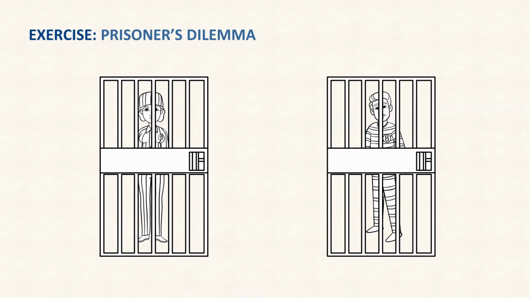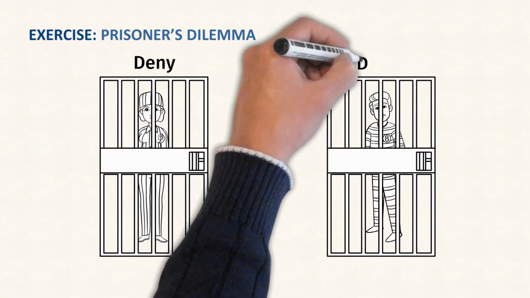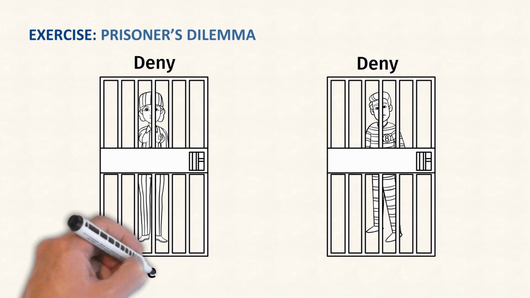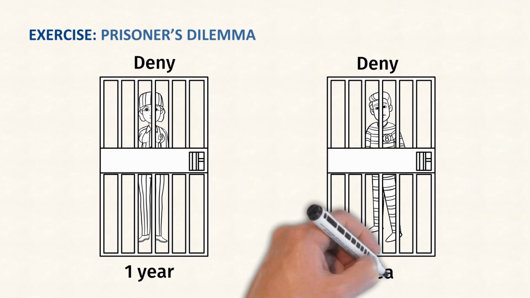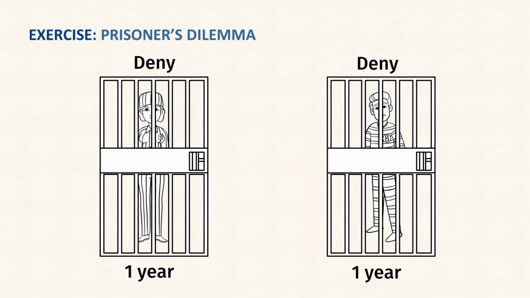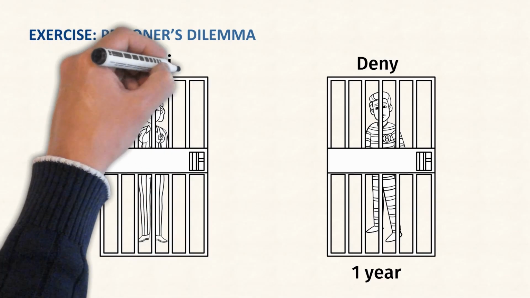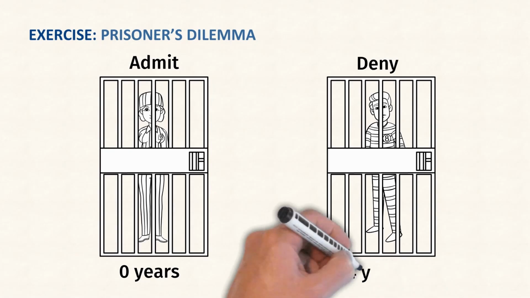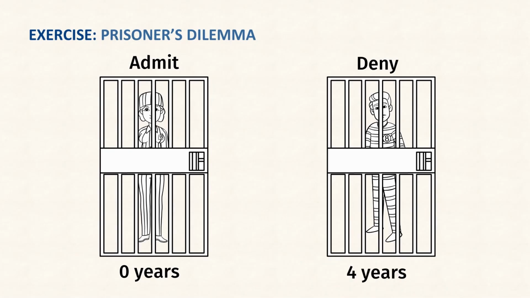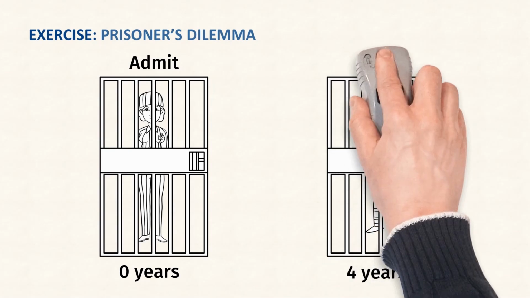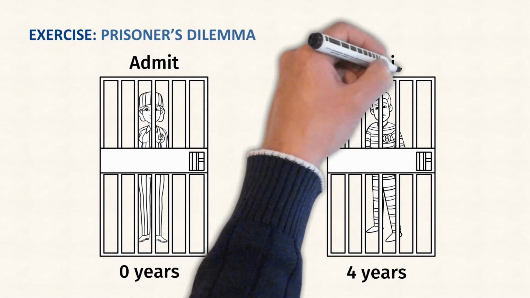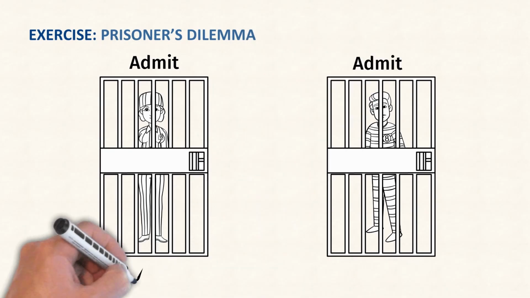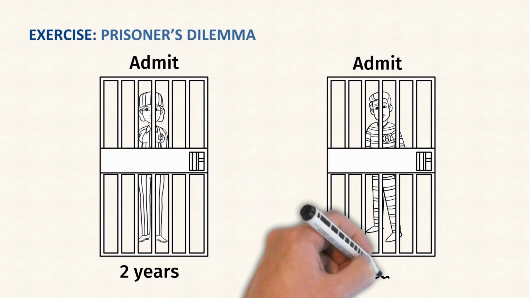If both of you deny your guilt, you'll be charged with carrying illegal weapons and will receive 1 year each in prison. If one of you admits you're guilty, while the other doesn't, the prisoner that admitted will get off free in exchange for the confession, while the other prisoner will receive 4 years in prison. If you both admit you're guilty, you'll each receive 2 years in prison. The length is reduced from 4 years in exchange for your confession.